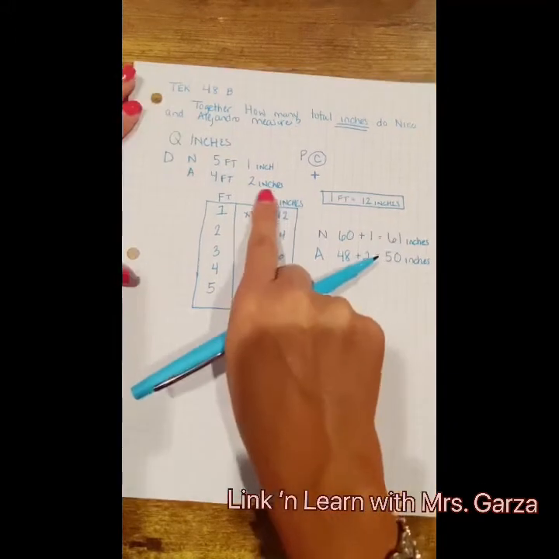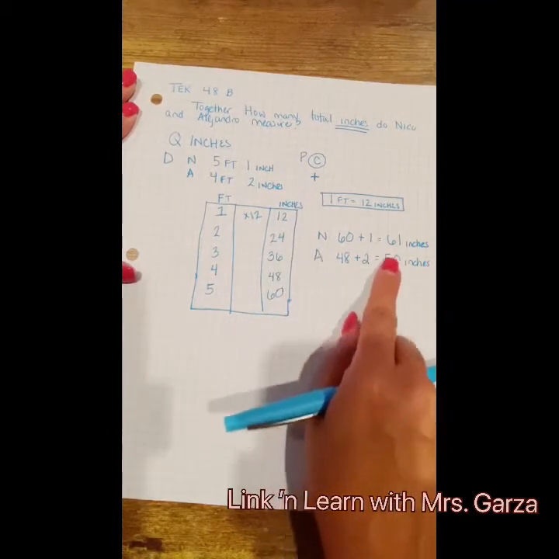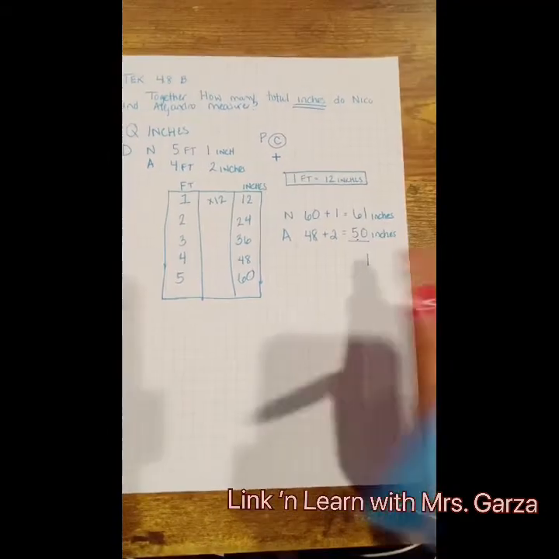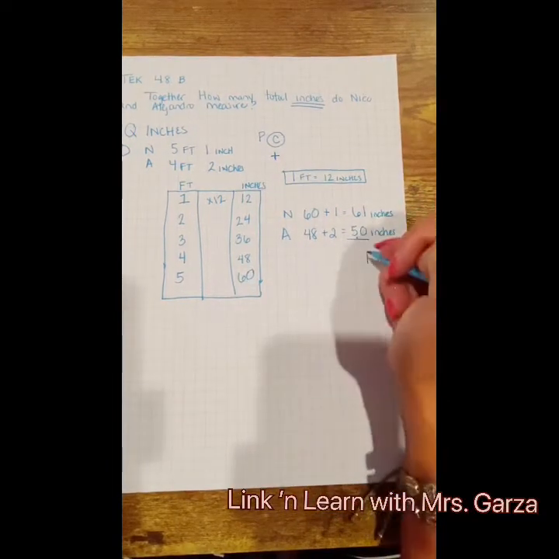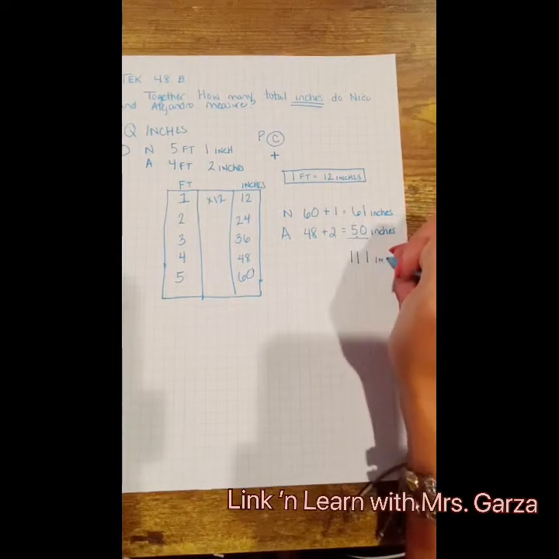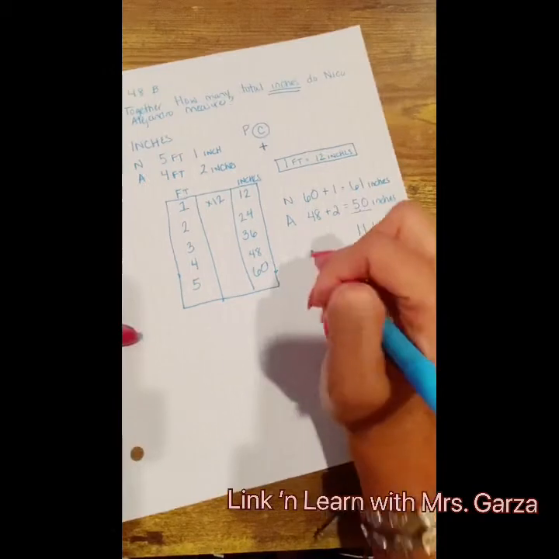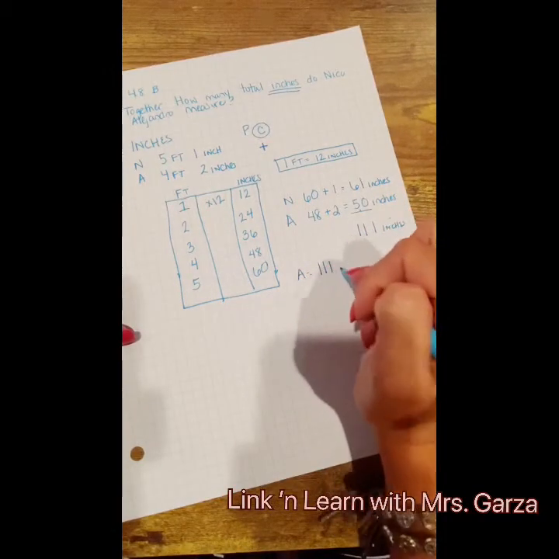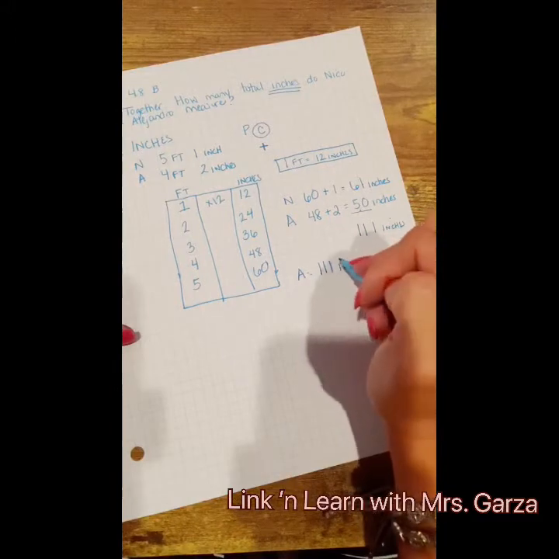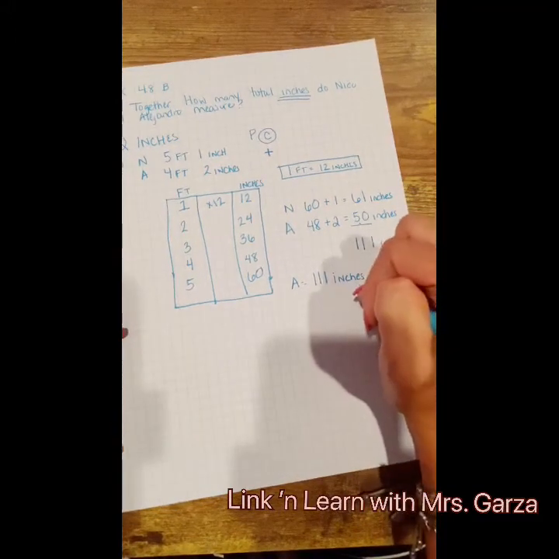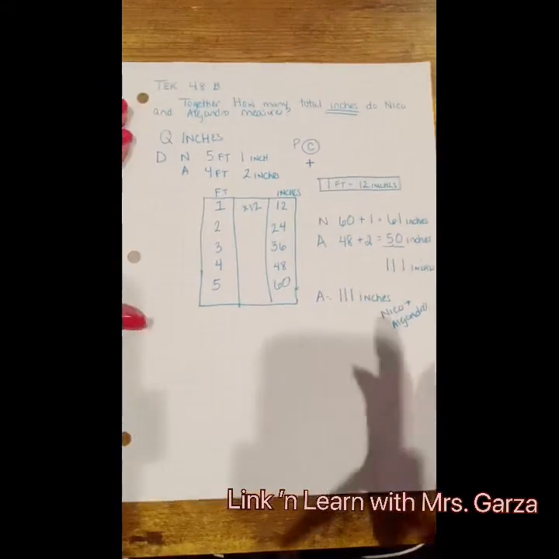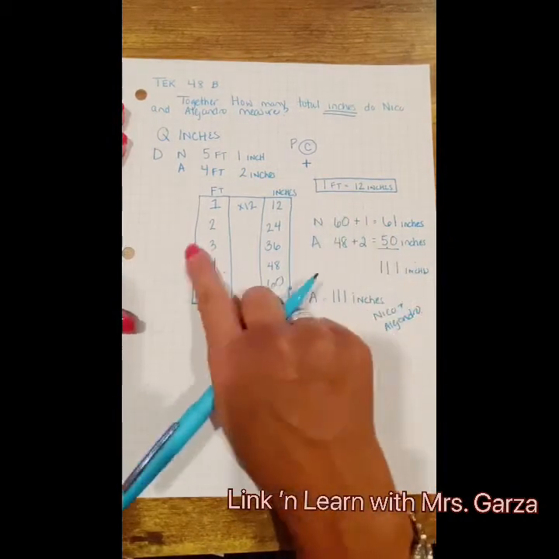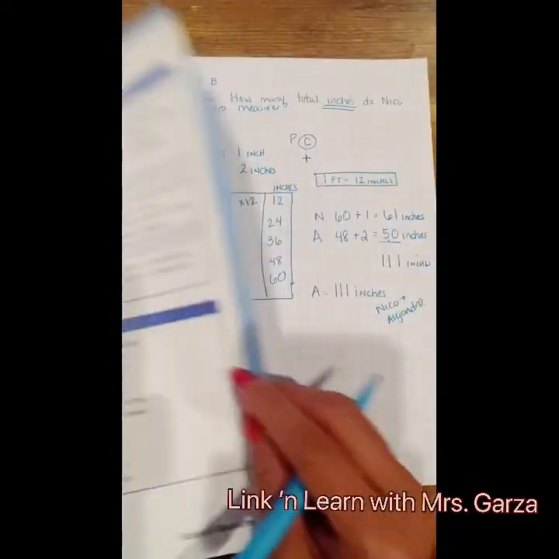Now the second step to my plan would be to add these total inches here. Okay, so now I'm going to add, okay? So then 1 plus 0 is 1, and 6 plus 5 is going to be 11. So my total inches for Nico and Alejandro are going to be 111 total inches. Okay, main thing to remember, boys and girls, is that you do need to know your conversion. Use your reference sheets if you need to, okay? Well, you should. All right.